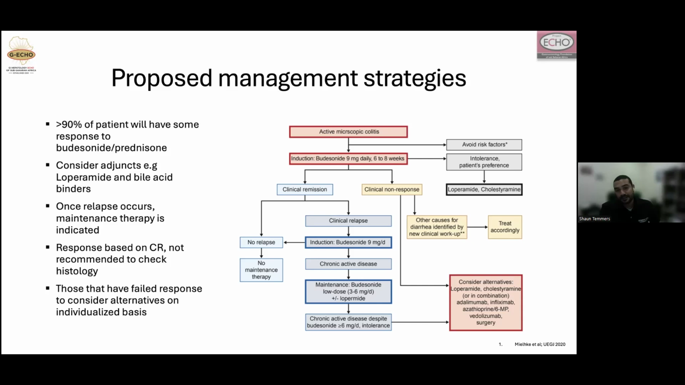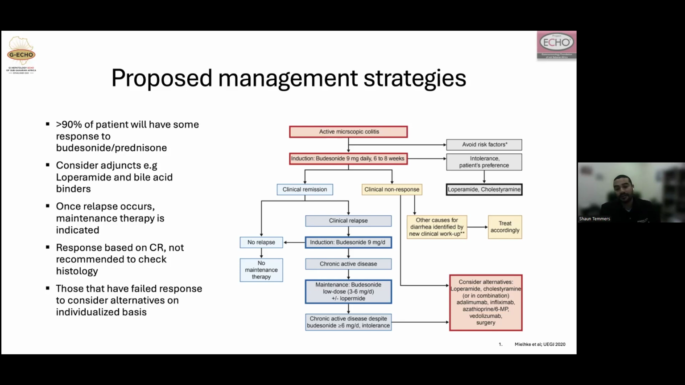But once there's been a single relapse for these patients, you should offer them maintenance therapy, and you start at 6 milligrams and then wean it down to 3 milligrams. And maintenance therapy can be continued for up to a year, but at 6 months, you should review the patient with regards to the clinical response. In other words, has the watery diarrhea resolved?